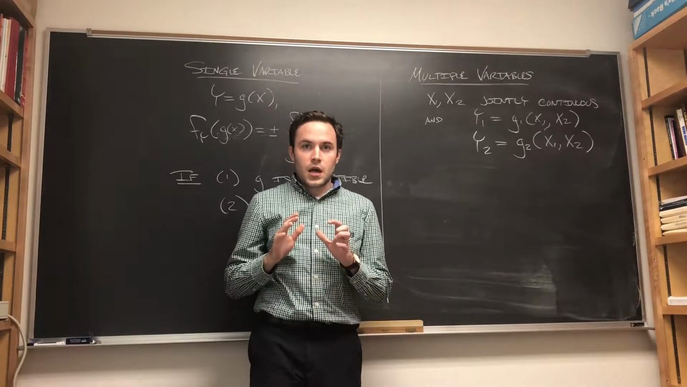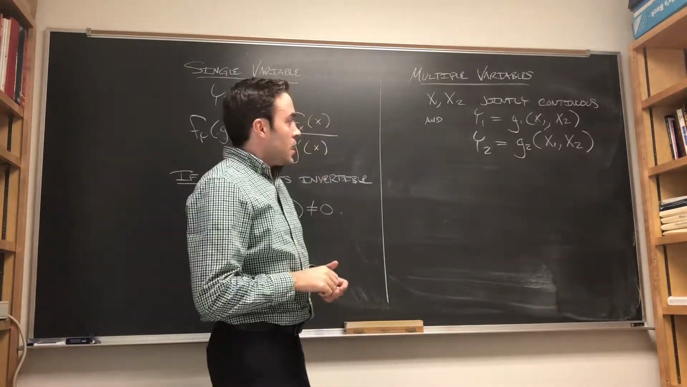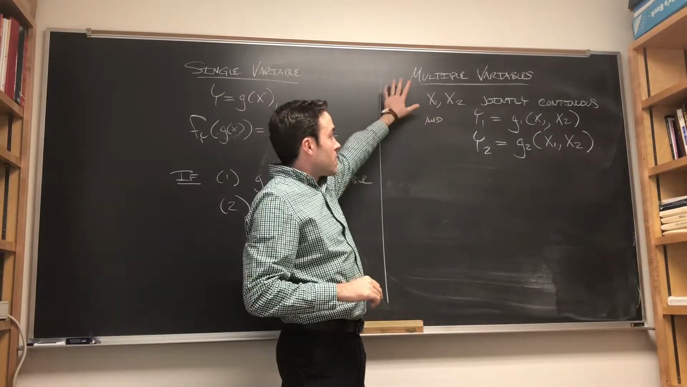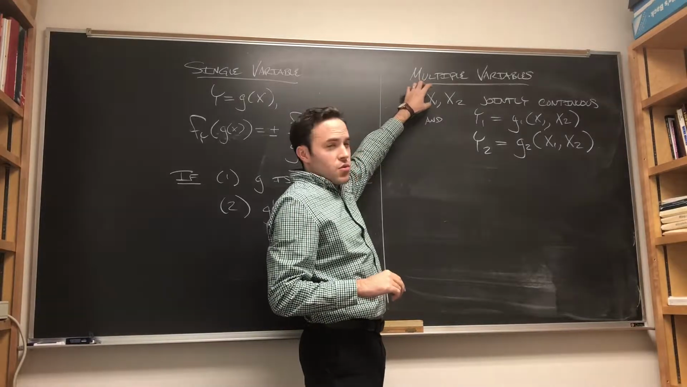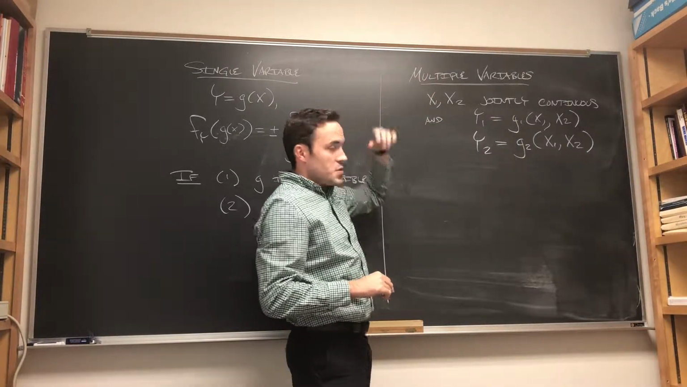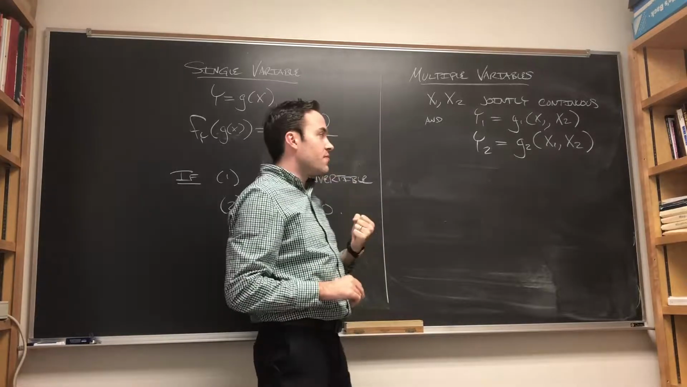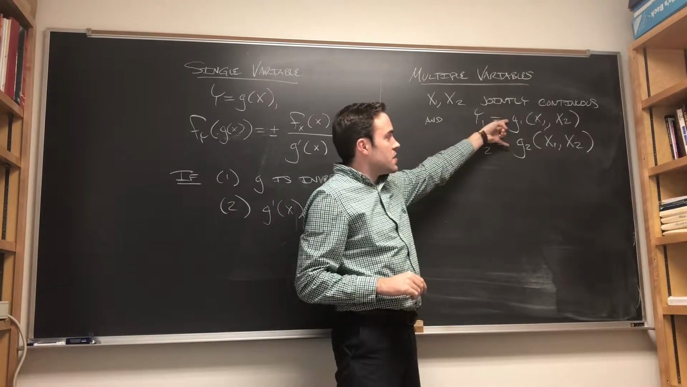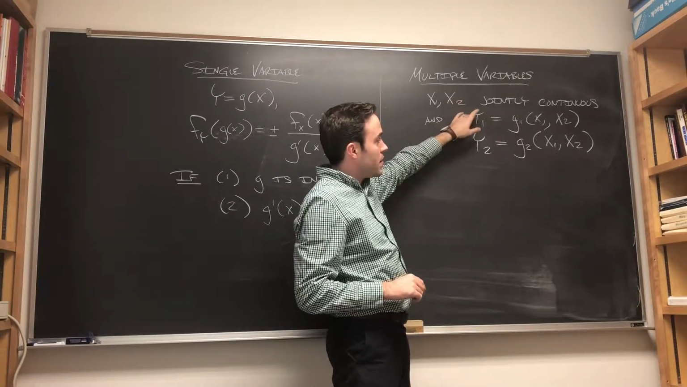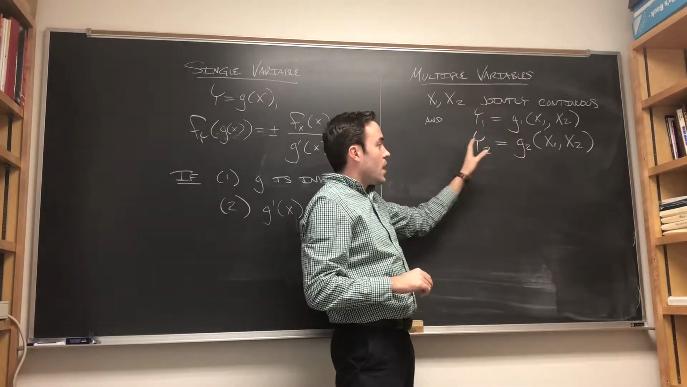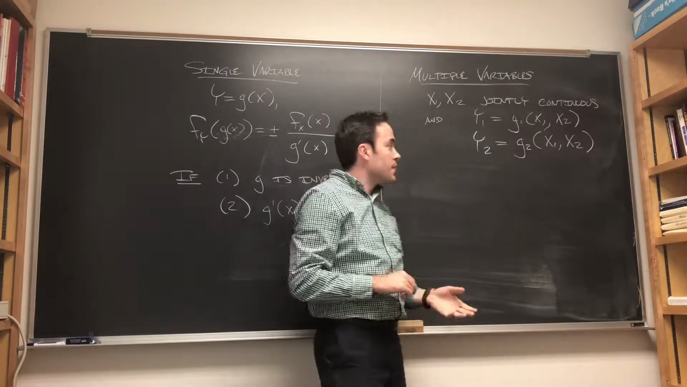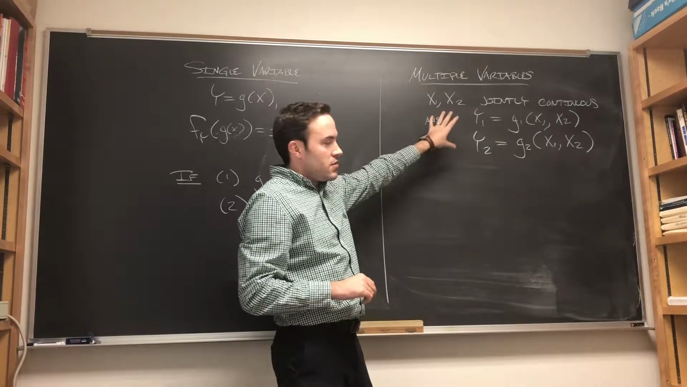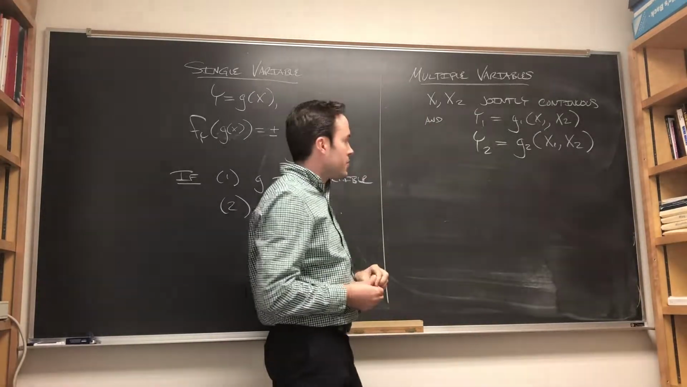Okay, I want to talk about what happens in the case where we start off with multiple random variables. And so we're going to assume that x1 and x2 are jointly continuous, which means that we have some joint PDF for them. And we're going to take these two new variables to be functions of the old ones. So y1 is going to be some function of x1 and x2, y2 some function of x1 and x2. So g1 and g2 are two distinct functions here, and y1 and y2 are two distinct new random variables.